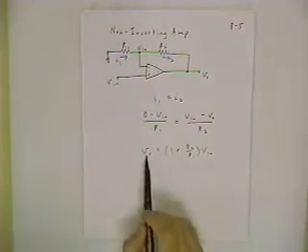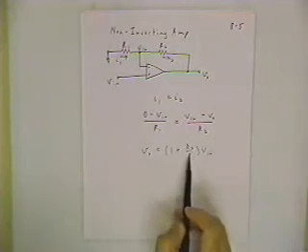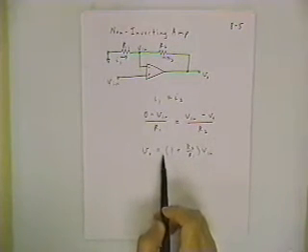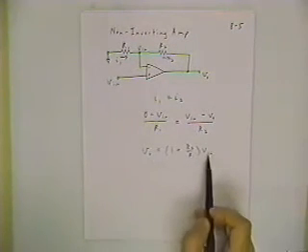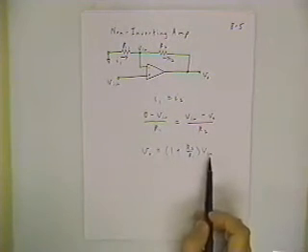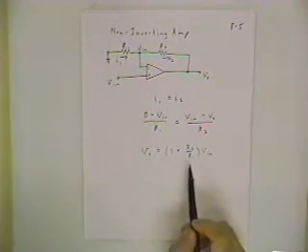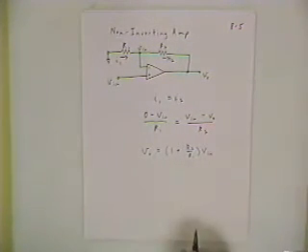This tells me again the output is a multiple of the input, but notice that this multiple is always going to be positive. So now we have an output and input that are in phase with each other. It's not inverting the output. And in some instances, that's a useful thing.